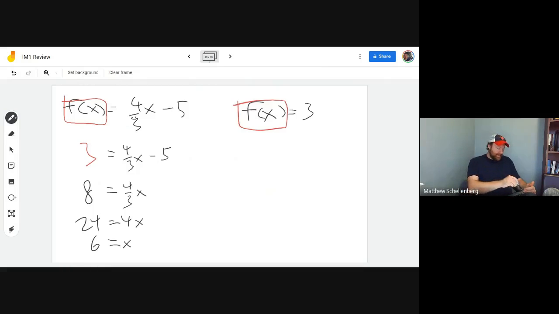So sometimes they ask you to find, not plugging in 3 into the function, but what number you would plug into the function to get a 3. And it's a lot easier than it sounds, because all you have to do is set the equation equal to that number and solve for x, like we just did.